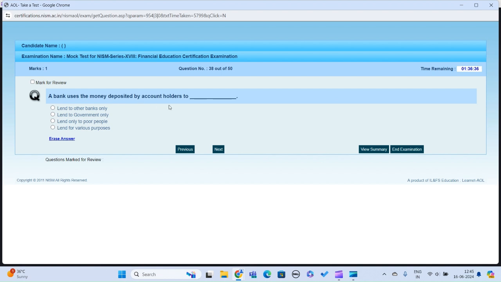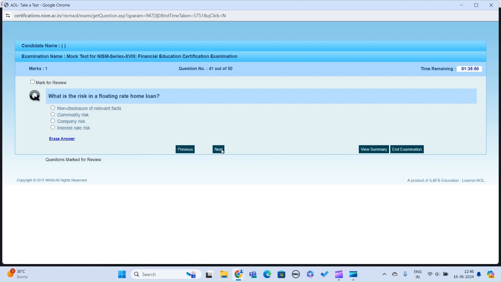A bank uses bank deposits by account holders to lend for various purposes. Which among the following is a fraudulent scheme? Then Ponzi scheme. This is pretty straightforward. Offers credit rating of company debentures. I'll go with credit rating agencies. You could cross check whether SEBI does that. You can check as well whether it is SEBI or a credit rating agency, and you can choose that as well.